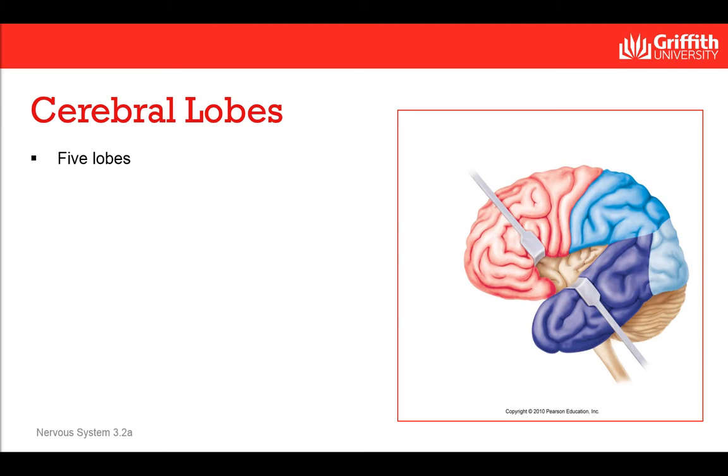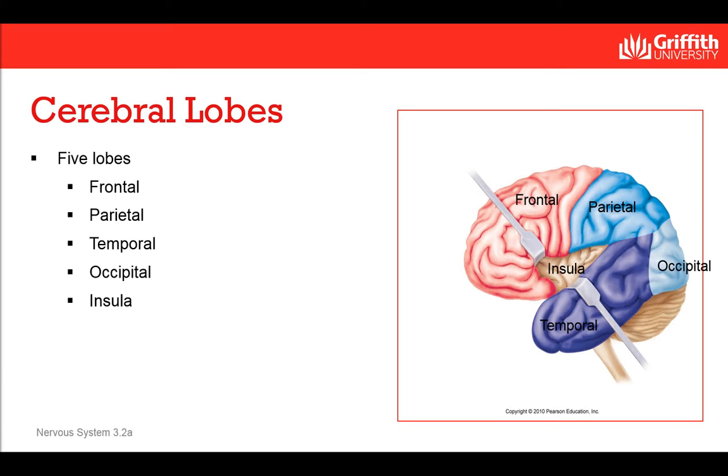Each hemisphere is divided into 5 lobes: frontal, parietal, temporal, occipital, and the insular. The first 4 are named for the cranial bones that overlie them, and the 5th lobe, the insular, is found very deep within the lateral sulcus, covered by portions of the temporal, parietal, and frontal lobes.